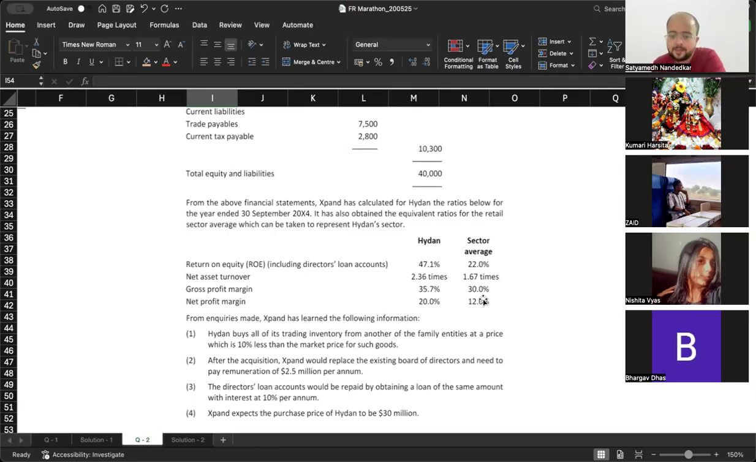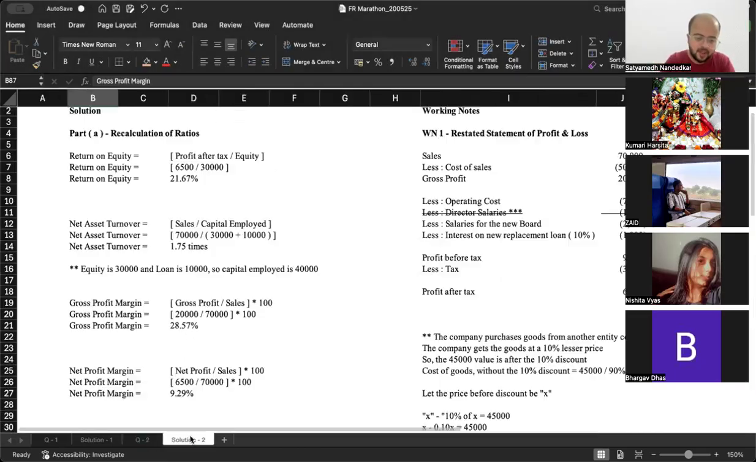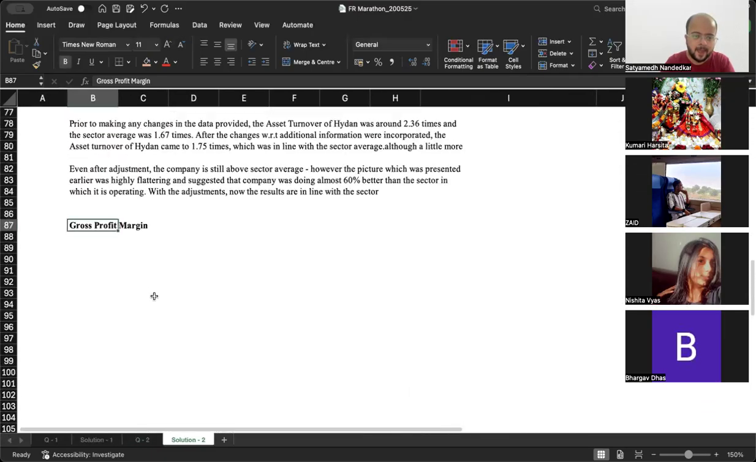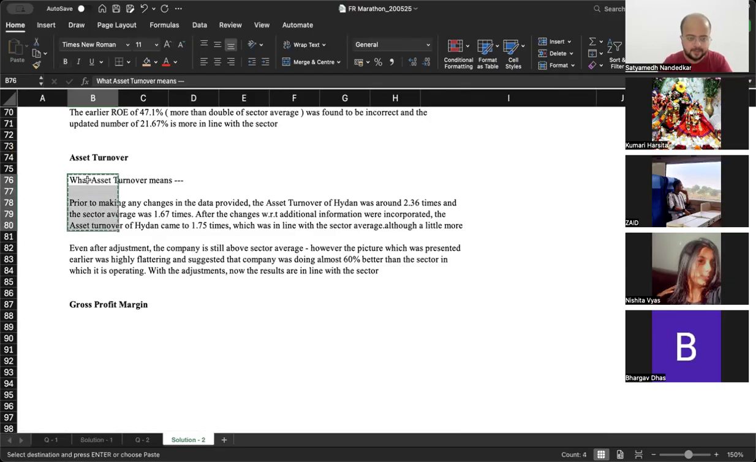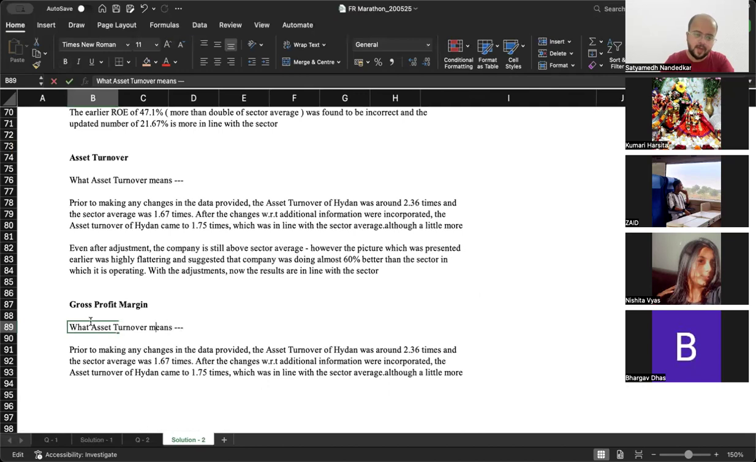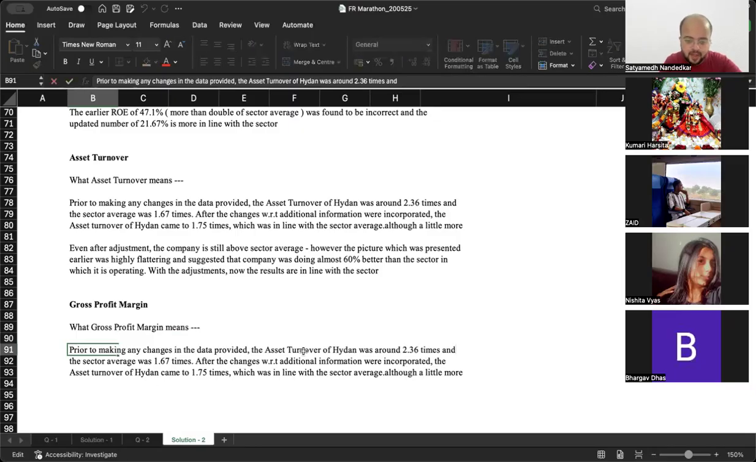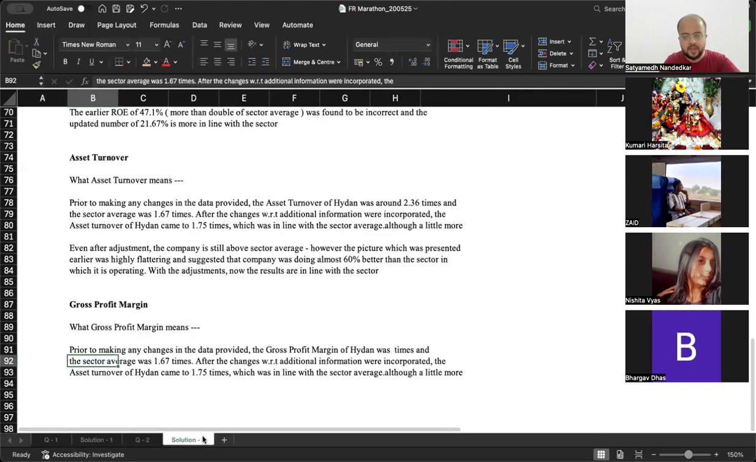So can you make that comment? है ना? Just make that comment. You don't need to write down the reasons necessarily for doing it. One of the reasons that you could write is, जैसे for example, if you're talking about the gross profit margin, ठीक है? I'll have to write down what the margin means, what gross profit margin means. Prior to making any changes in the data provided, the gross profit margin of Hayden was कितना? 35.7%.